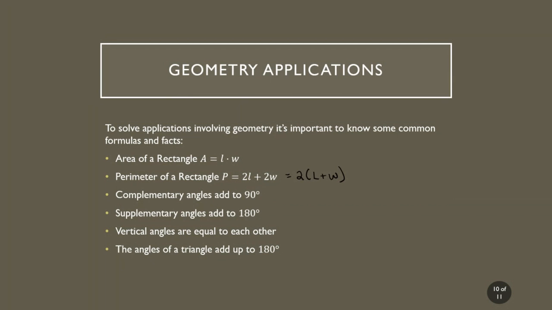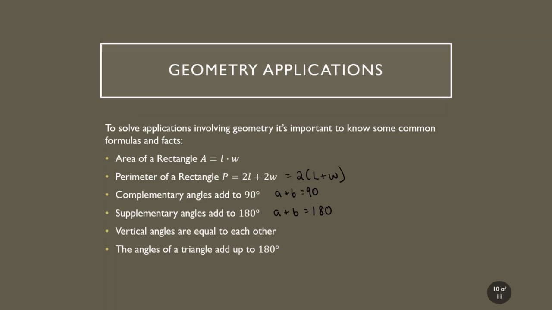If you have any problems involving complementary angles, those are angles that add up to 90 degrees. So you would usually have something like A plus B equals 90. And so maybe you know one of the angles and then you're solving for the other one. Supplementary angles add up to 180. So that would be very similar, but they would be equal to 180.